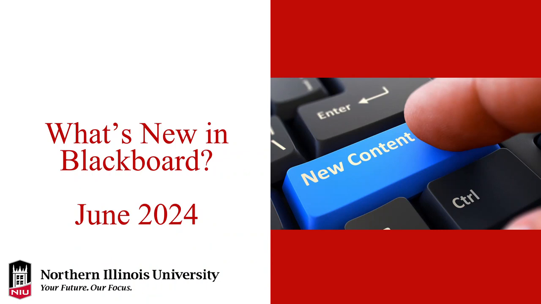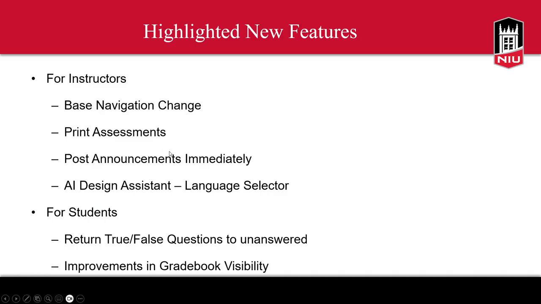Blackboard's June release, 3900.93, is now available. Instructors will see changes on the Courses section of the base navigation. They will have the ability to print assessments, post announcements immediately, and select output language when using the AI Design Assistant. Students will have the ability to click a button to return a true and false response to unanswered, and will see improvements in gradebook visibility.